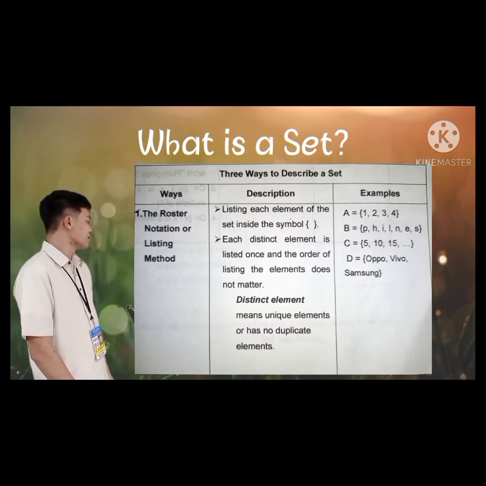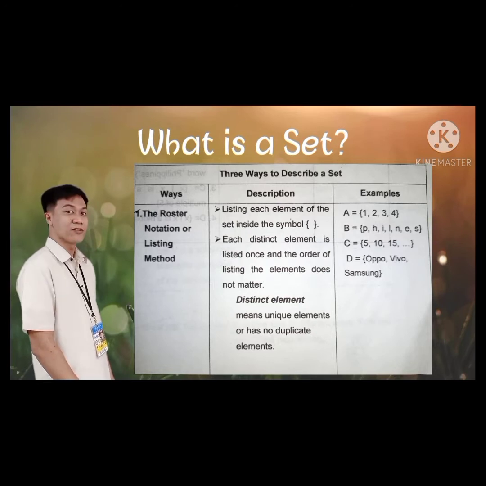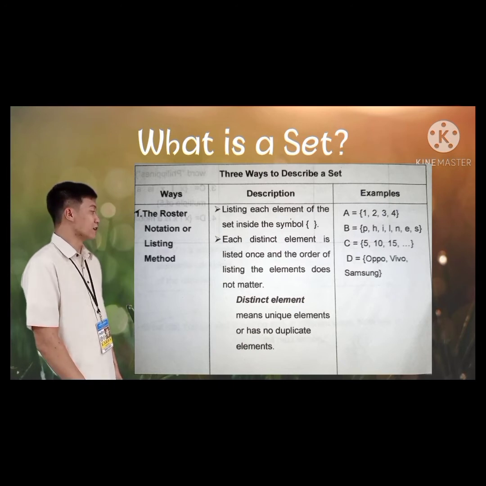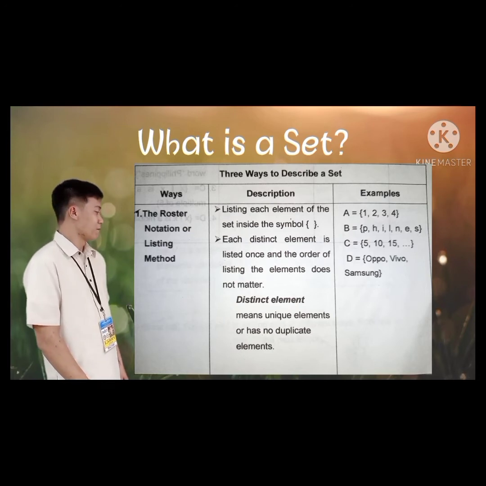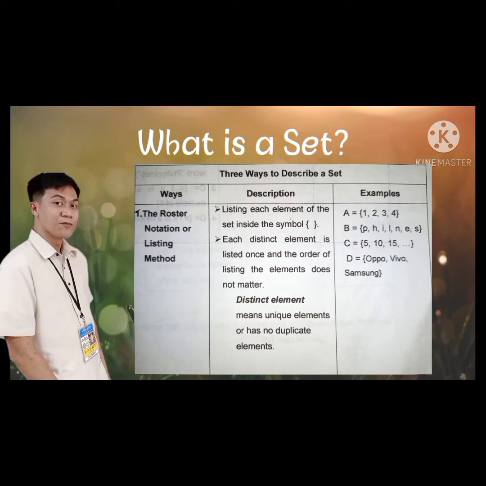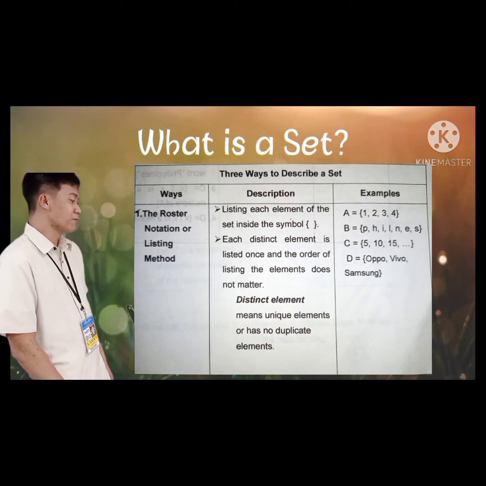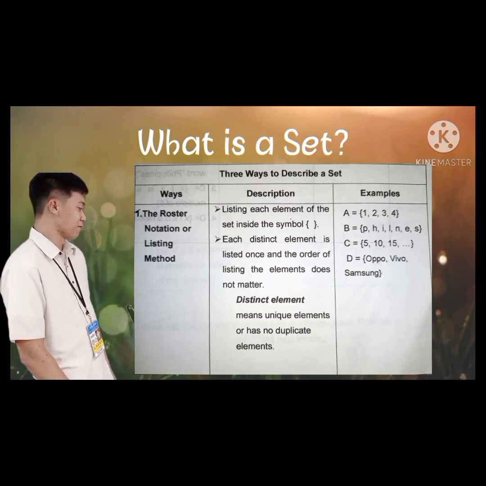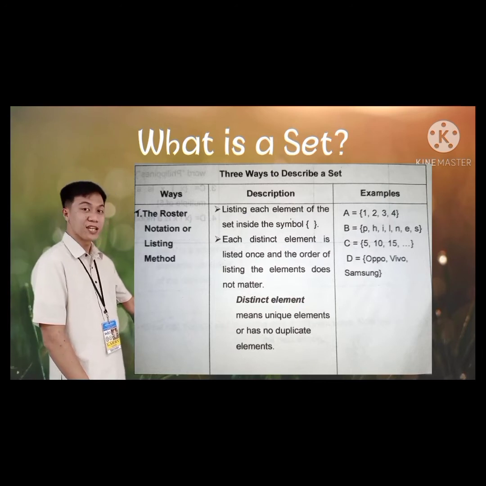The first one is the roster notation or the listing method. In the listing method, you are going to list each element of the set inside the braces. Each element is listed once, and the order of listing elements does not matter. For example, your set A equals, open brace, 1, 2, 3, 4, then close the brace. So your set A, the elements are 1, 2, 3, and 4.